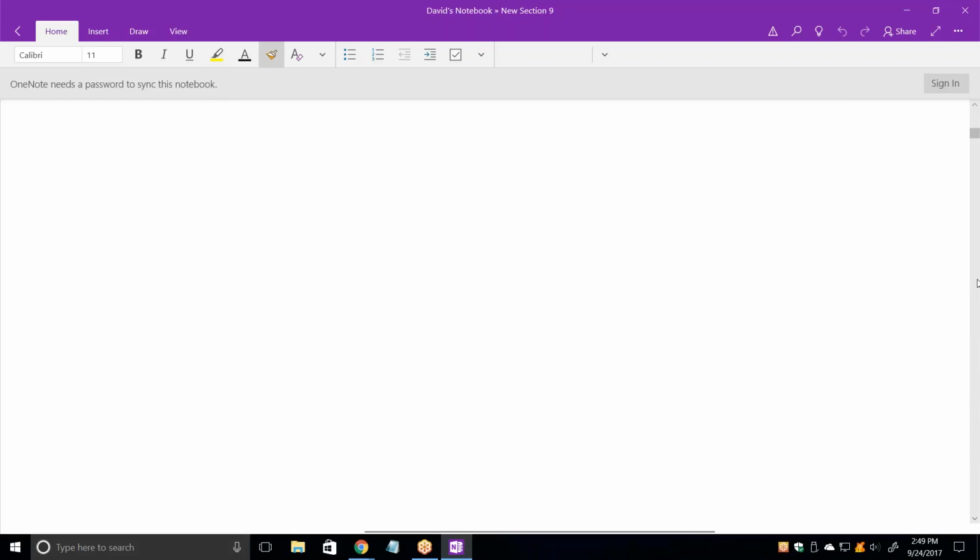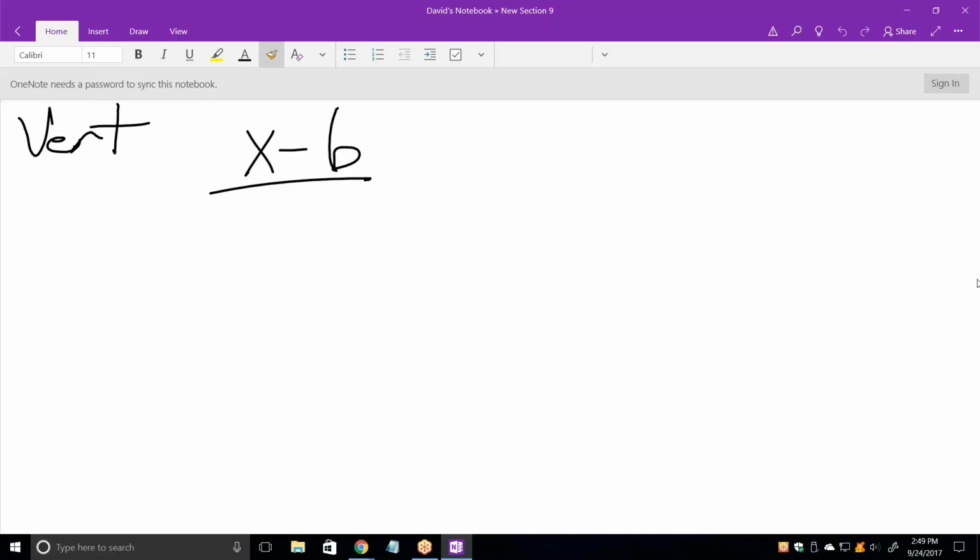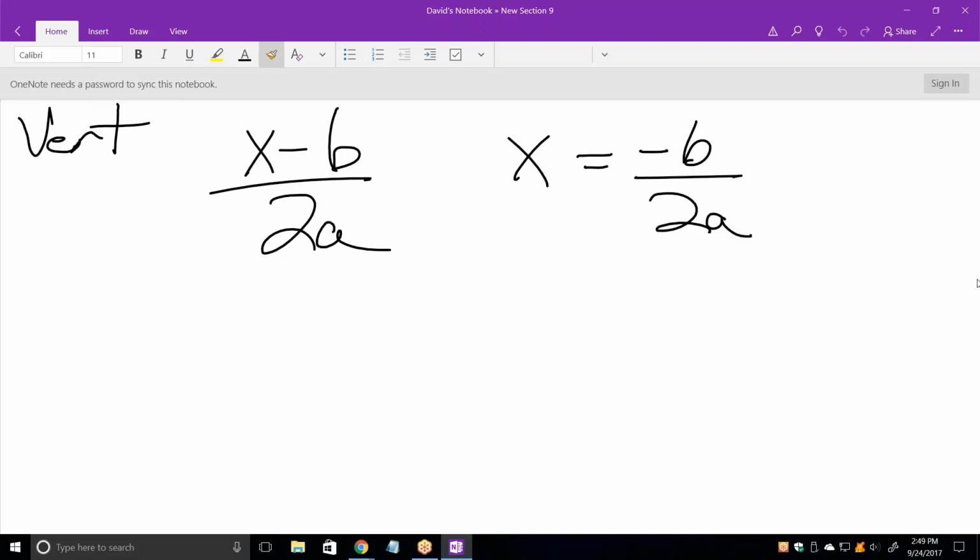Okay. Next one we have is the vertex. And it says x equals minus b over 2a. No, my bad. Let me write that whole thing again. That's not even right completely. I know what it is. That's what you're talking about. Yeah, that's what I meant.